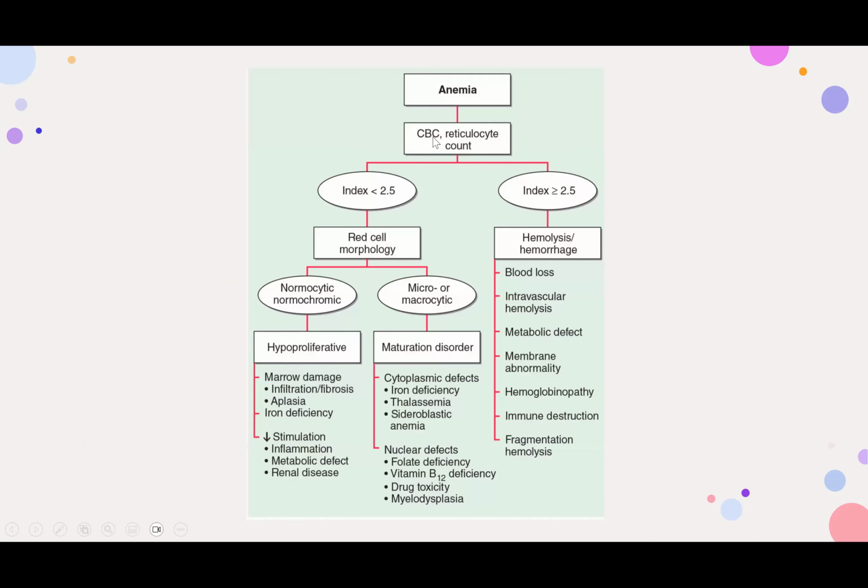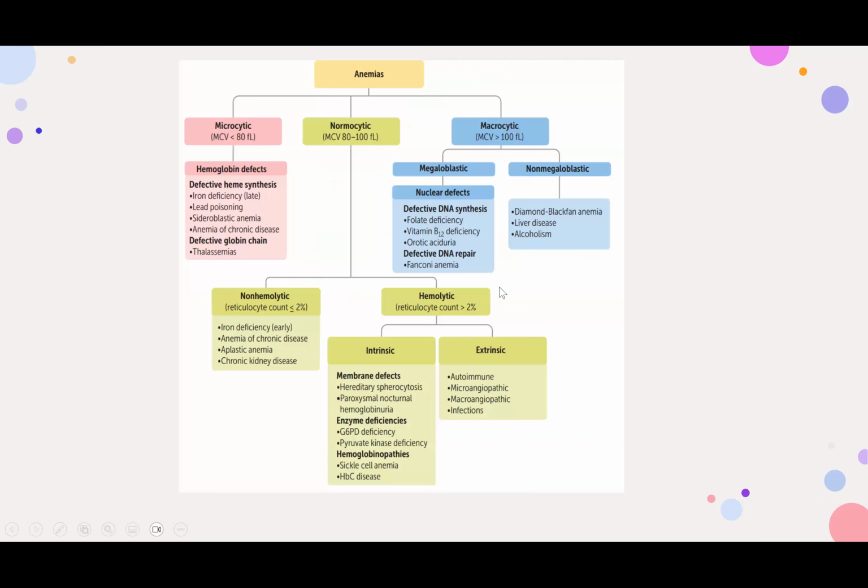Now, how do you classify anemia? Depending on the reticulocyte count, if the reticulocyte index is more than 2.5, it means hemolysis or hemorrhage. And if the retic index is below 2.5, it means you have something else other than hemolysis or hemorrhage. Now, this is not the best classification, I would say. This is the best classification, especially for medical students.